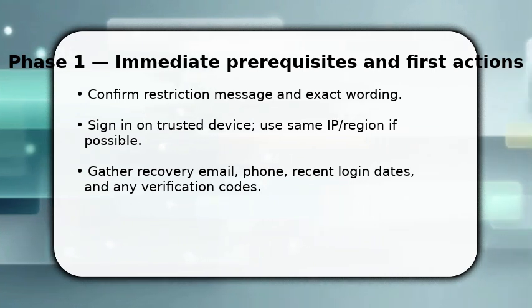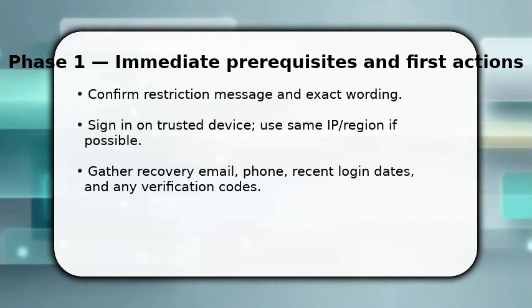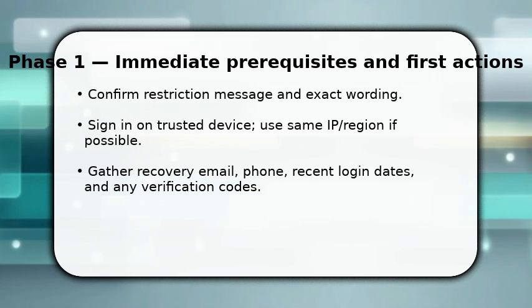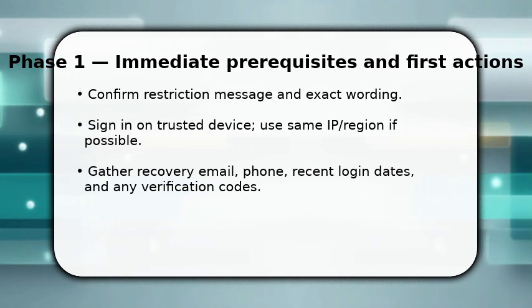Once signed in, open account settings and go to Security. Make sure recovery email and phone are current. Also collect recent login dates, IP approximations, and any two-step prompts. You'll need these for verification during the appeal.